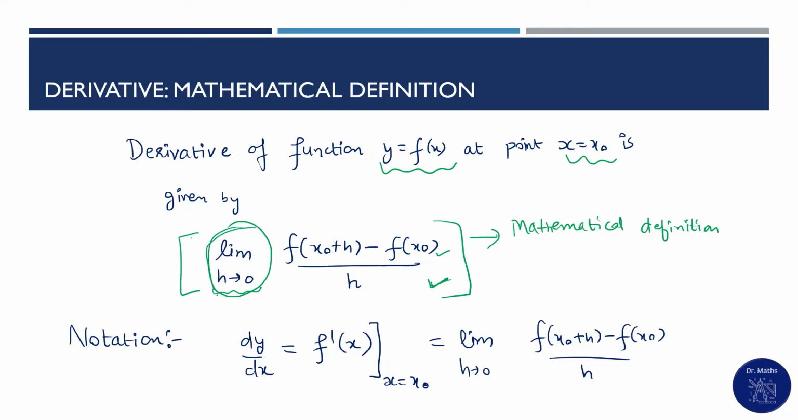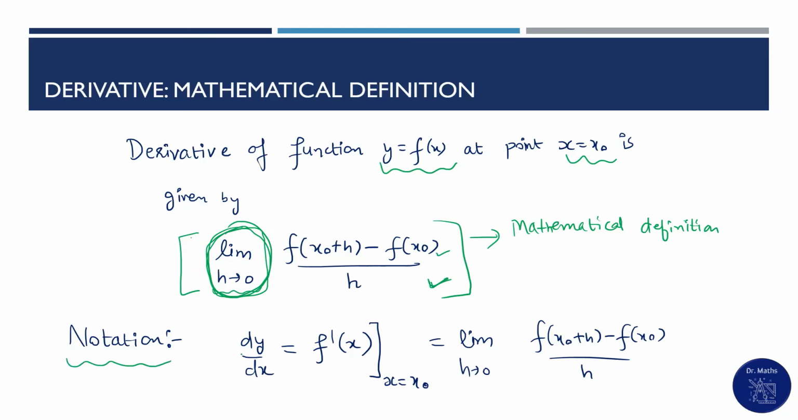But this is significant. You cannot just compute change with an arbitrary value of h. That change should be computed at a very, very small value of h. So that's why this limit h tending to 0 is included in front of it. So this is the derivative of a function at a particular point x = x naught.